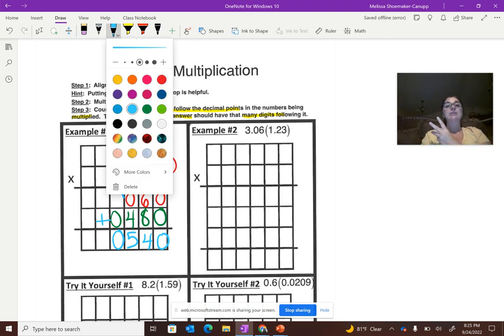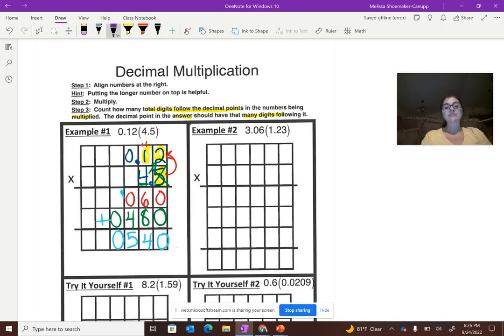Awesome. So now our last step is to go down to our answer. I'm starting over here on the right, and I'm going to move the decimal 1, 2, 3 times, and then that's where I put it in the answer.